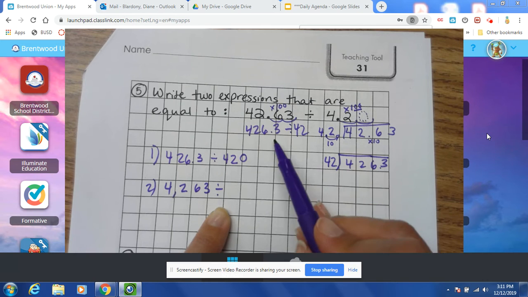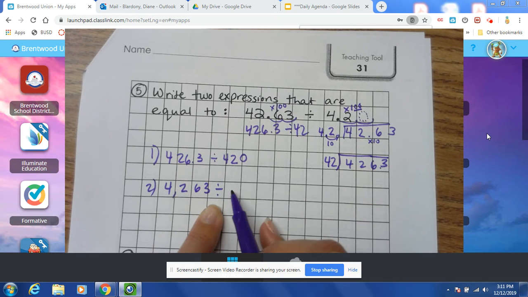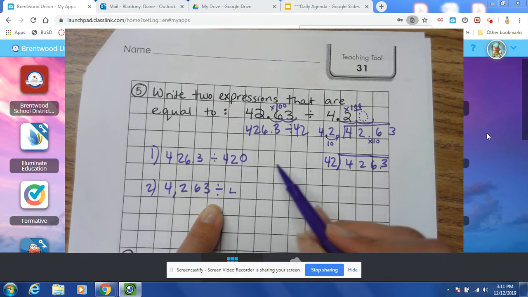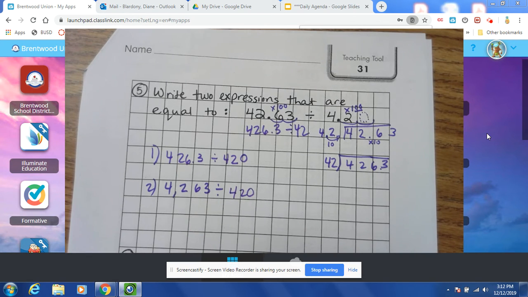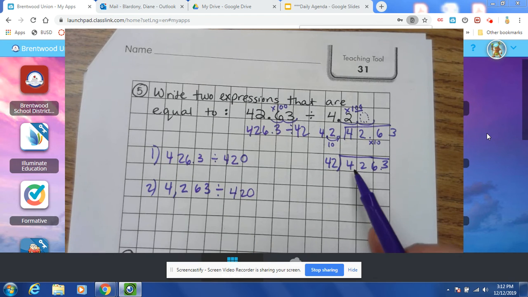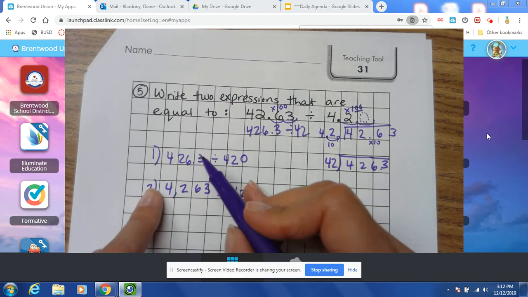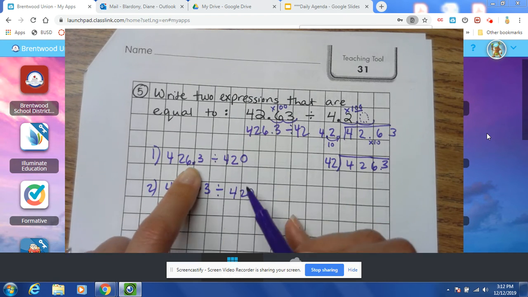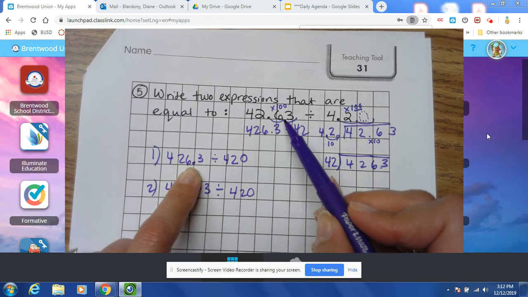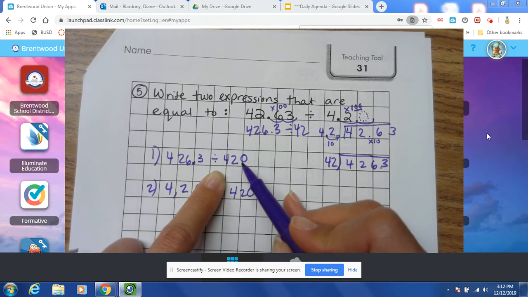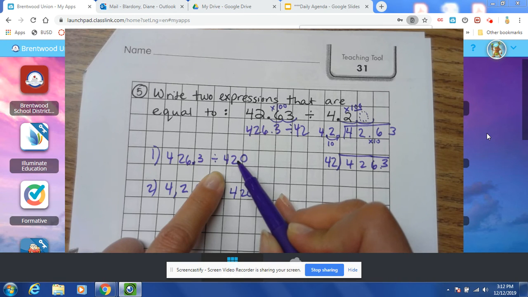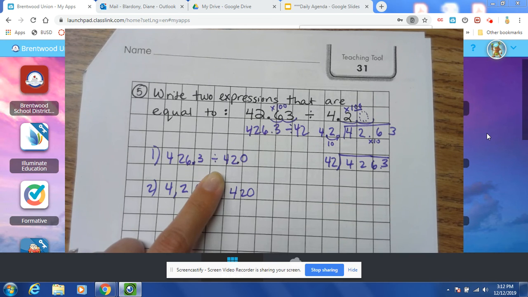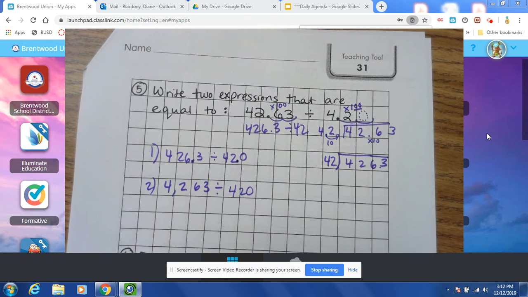4,263. What did I do? Divided by 420. Right? I just lost my train of thought here. What did I do? 426 3/10. 1. Oh, I moved this over 1 time. 4.2. Right? Yeah, there we go. I forgot to put my decimal point in there, the first one.